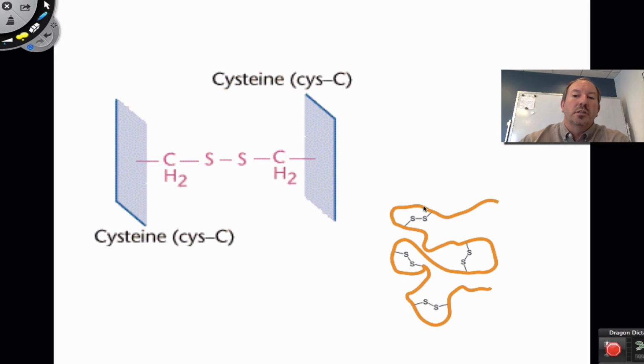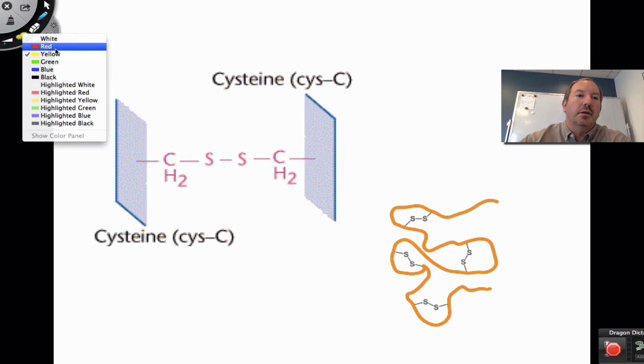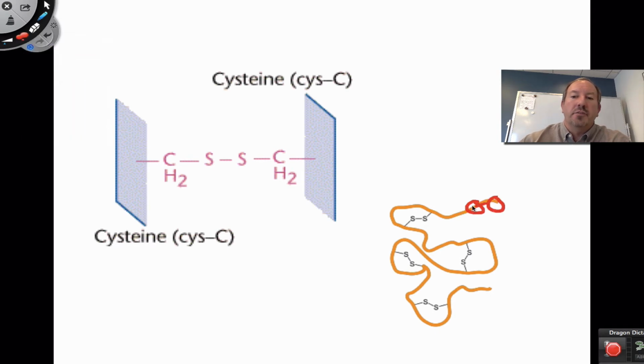This orange line represents a chain of amino acids. Let's go here, red. So this is a chain of amino acids, and these are the R groups that are sticking out. What's interesting about these R groups of amino acids is depending on what they are, it'll help the protein fold in its proper functioning shape.